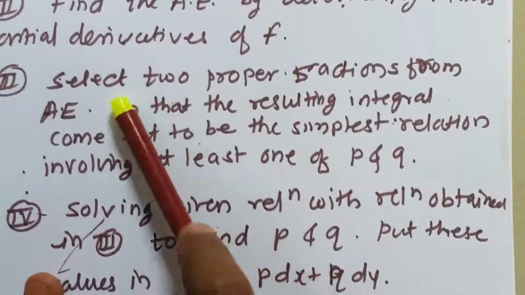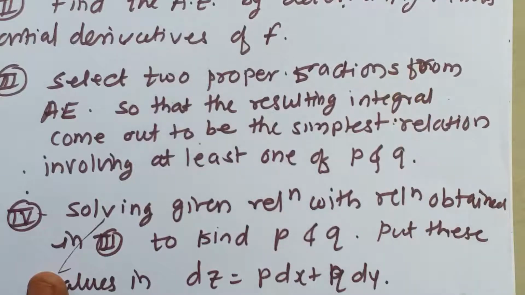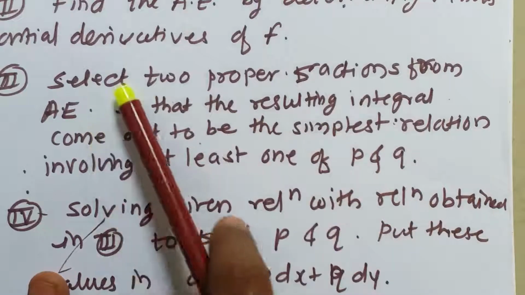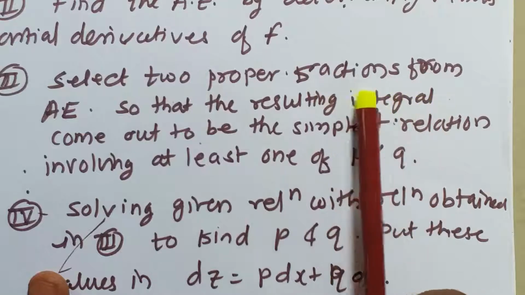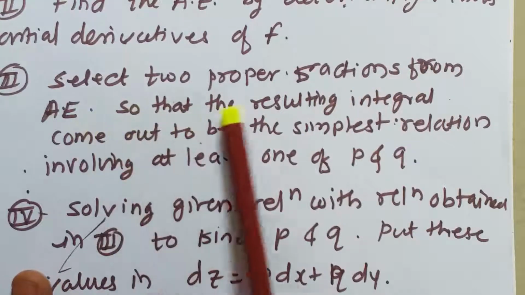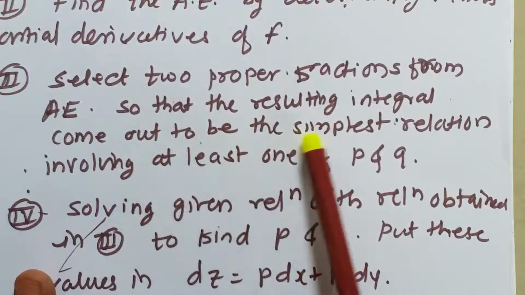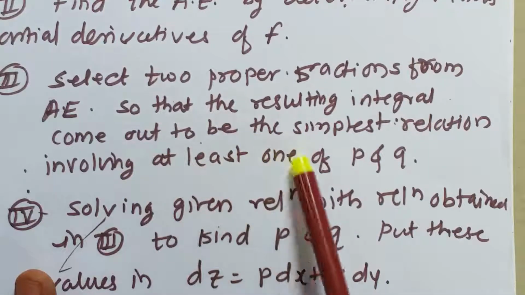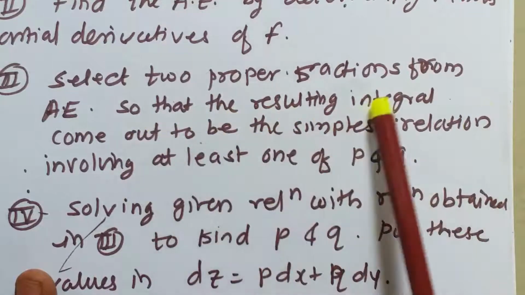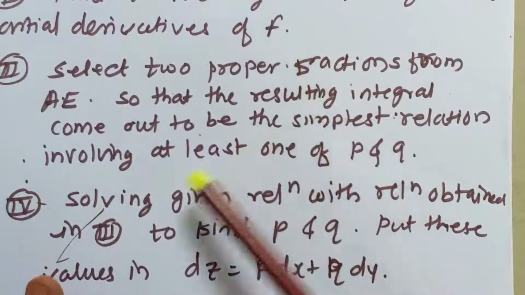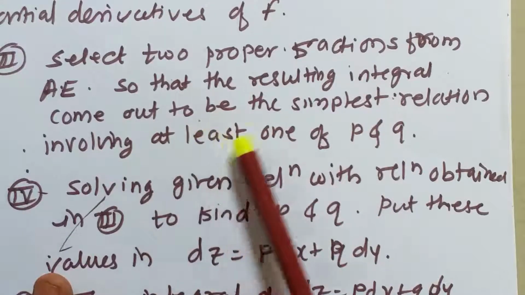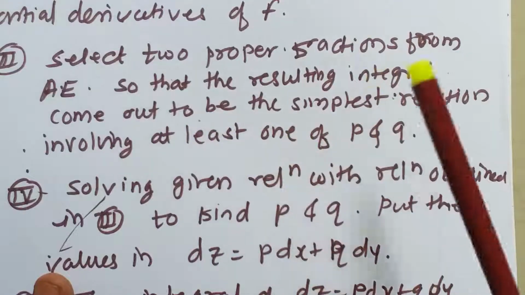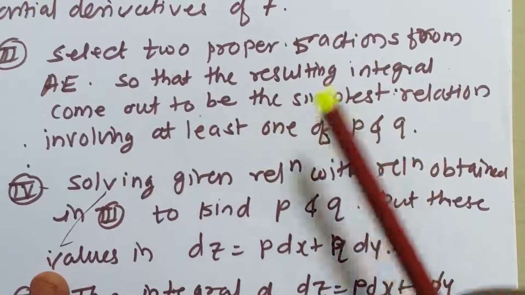Fine. Then select two proper fractions. There will be 5 ratios in the auxiliary equation. Select any two proper fractions. The group of two you need to judge or guess, so that the resulting integral comes out to be the simplest relation involving at least one of p and q. Means we are going to select such fractions which we can integrate easily, and that will give us one relation in which at least one of p or q will be there. Okay, such a relation we'll get.